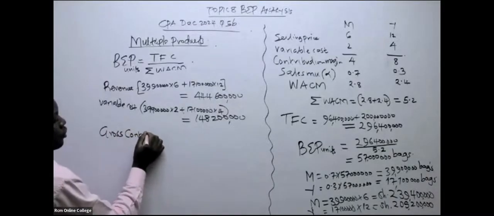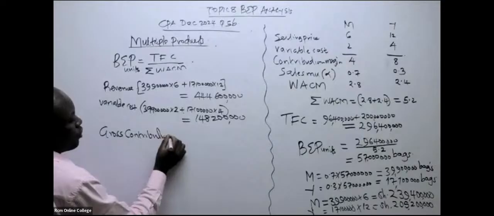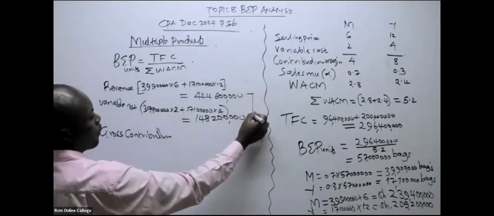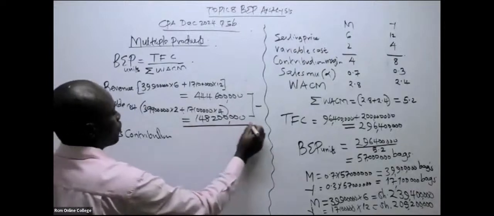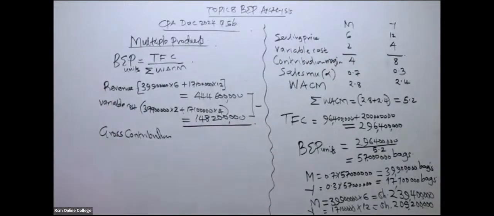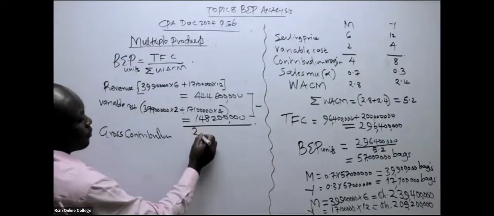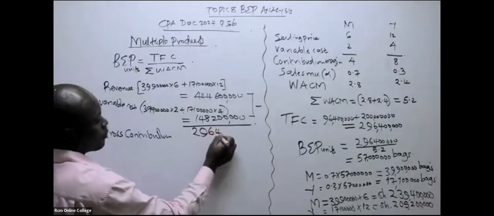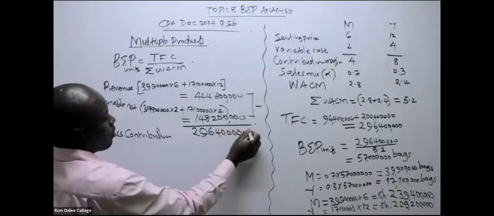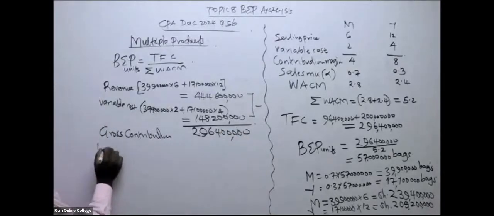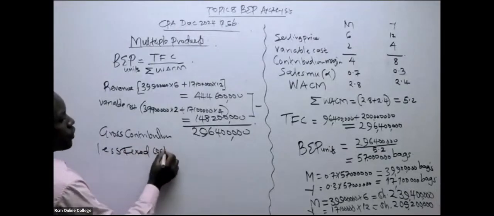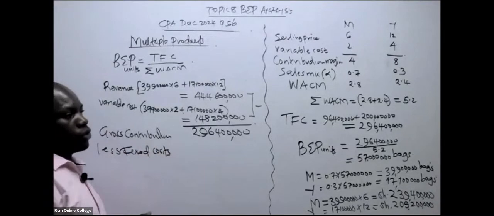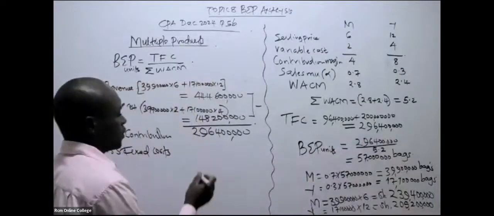Gross contribution is revenue minus variable cost. What is your gross contribution? 296,400. Then we less fixed costs. What was our total fixed cost? 296,400.